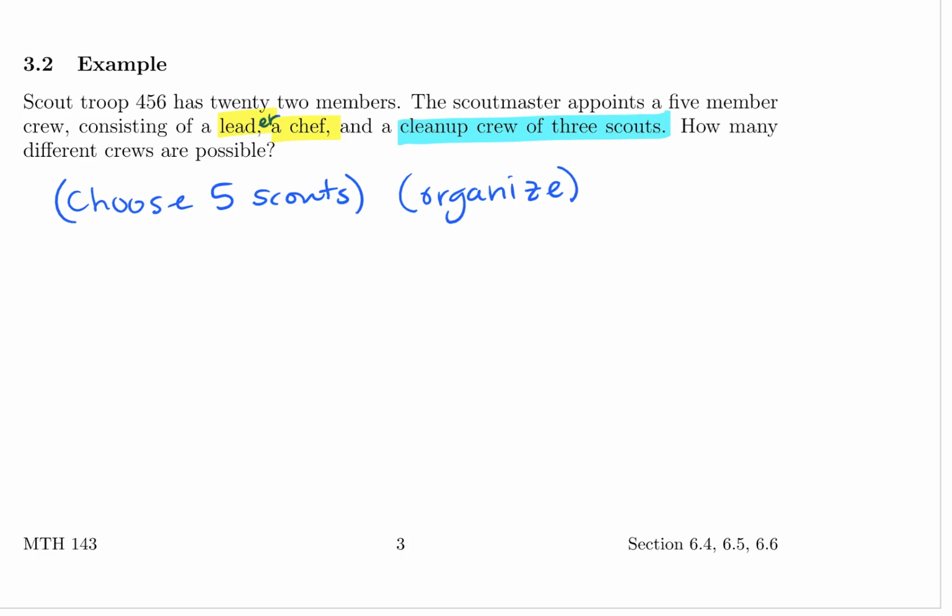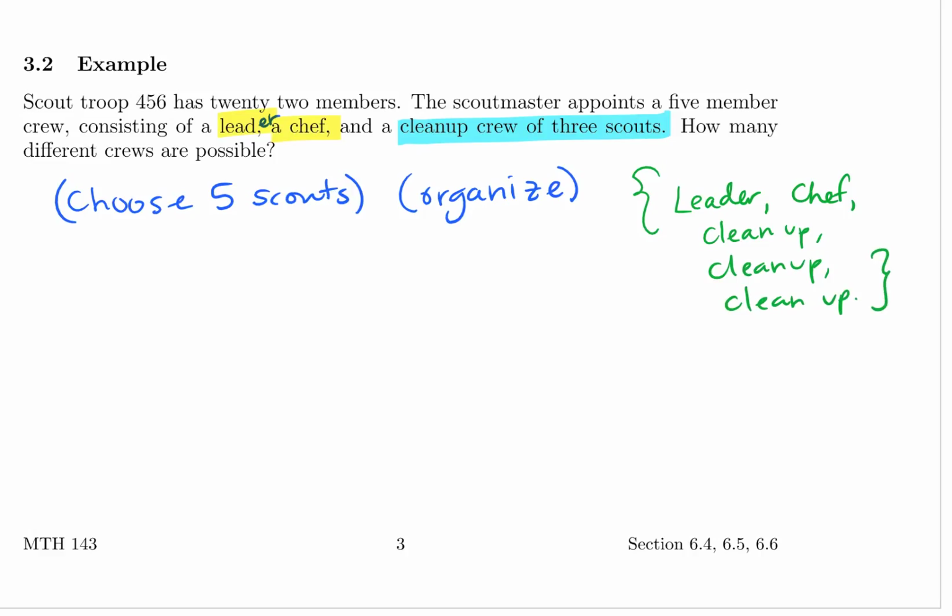Now, within my 5 scouts, this is what my set would look like. I would have a leader, I would have a chef, and I would have a cleanup, another cleanup, and another cleanup. So this would be an example of a set with repeats. We do not have 5 distinct objects. We have 3 distinct objects, and the cleanup crew is repeated 3 times. So to choose the 5 scouts, we are choosing the 5 scouts from the 22 distinct members.